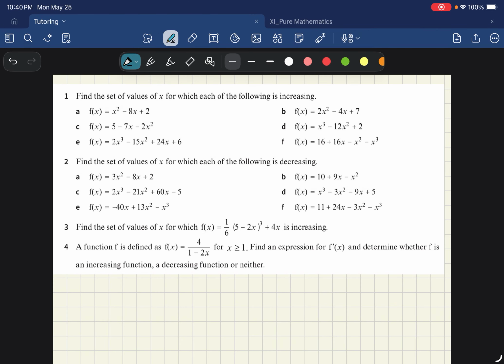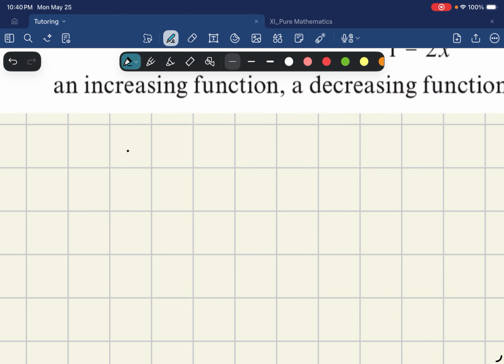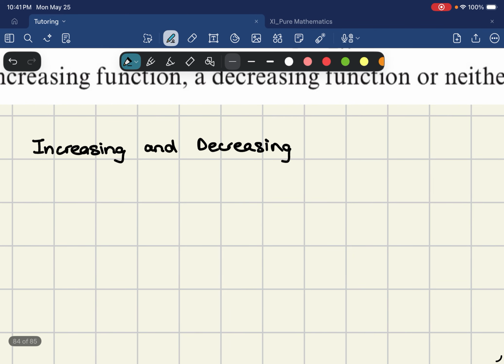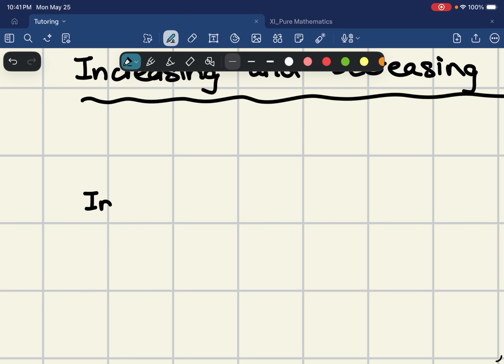Alright, so in this video, we are going to go over increasing and decreasing functions. So first of all, let's look at increasing functions.